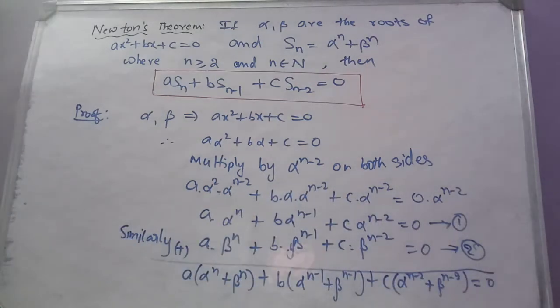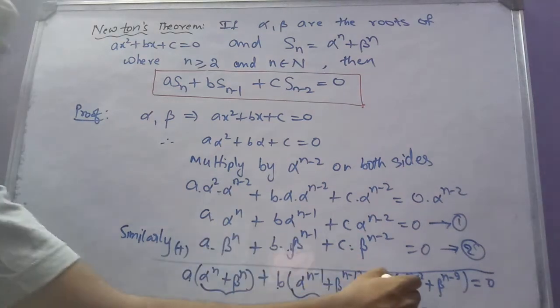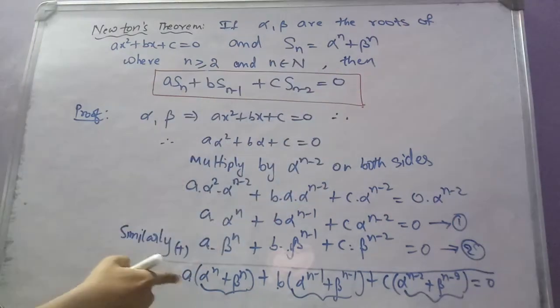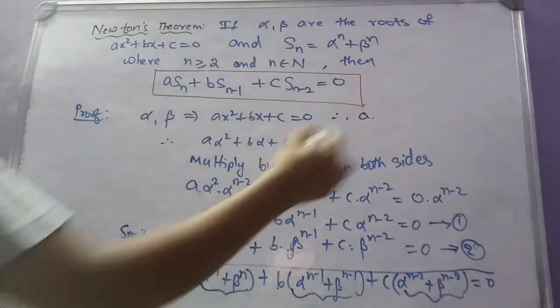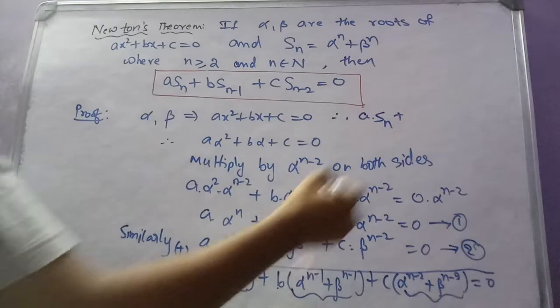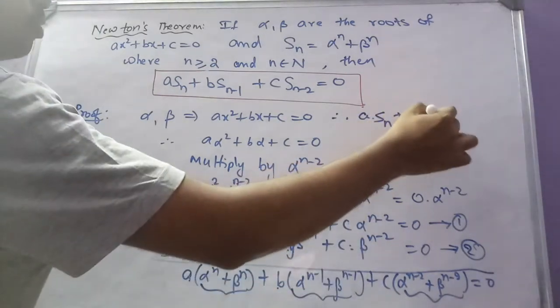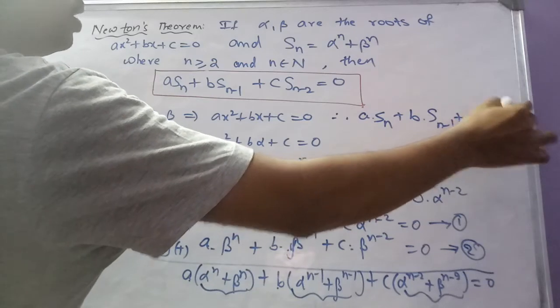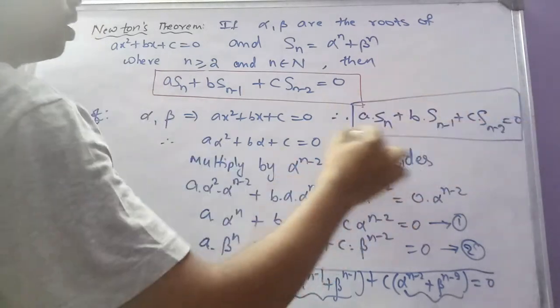Therefore, a into this is Sn plus b into this is Sn minus 1 plus c into this is Sn minus 2 equal to 0. We got this. So therefore a into Sn plus b into Sn minus 1 plus c into Sn minus 2 equal to 0. So hence proved.